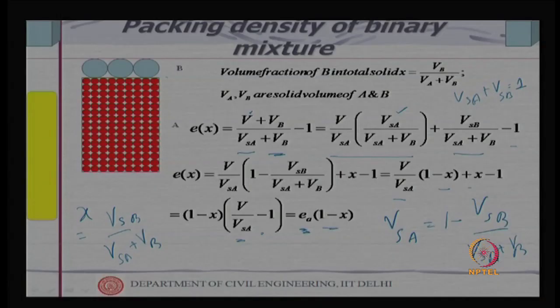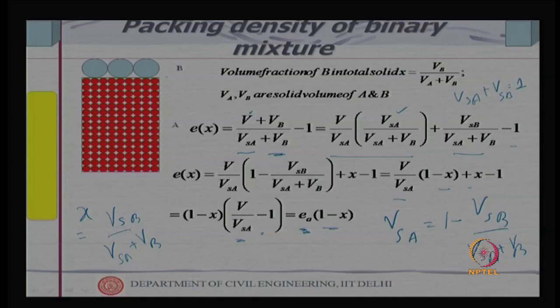By the solid volume of the coarse aggregate that I have added, the solid volume will also increase by the same amount. So, I can express the void ratio: the original volume plus the volume of the solid I have added, divided by V_SA plus V_B, the total volume, minus 1, is the porosity by definition. Here we are assuming V as the original volume.